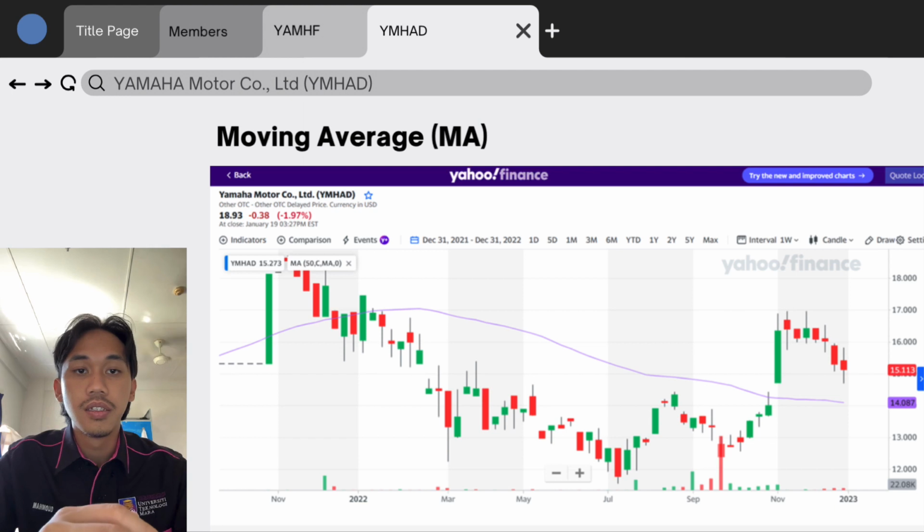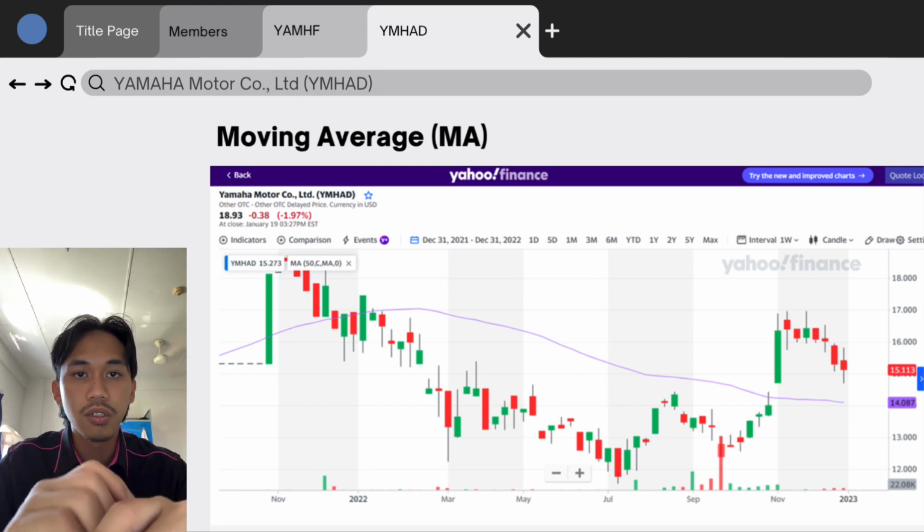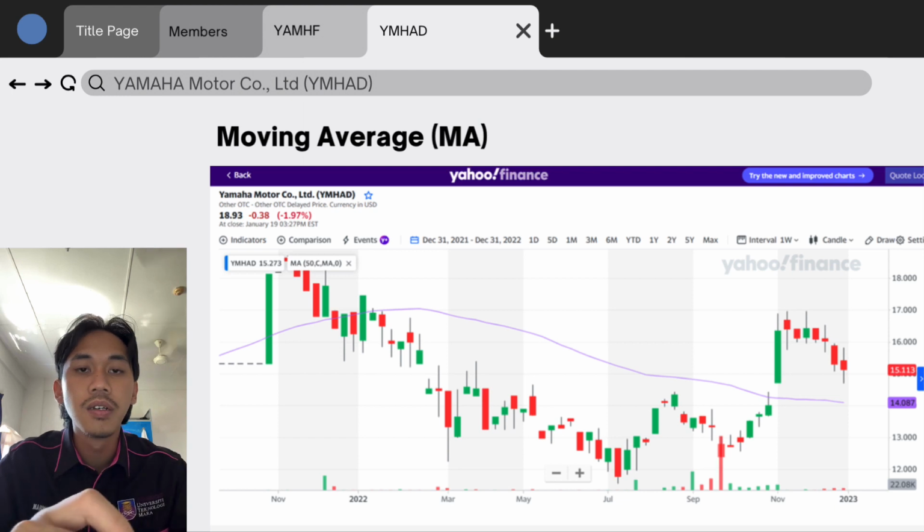In this chart, the 50-day moving average is trending downwards for most of the chart, which suggests that the stock has been in a longer-term downtrend. The current stock price is below the 50-day moving average, which is typically considered a bearish signal.